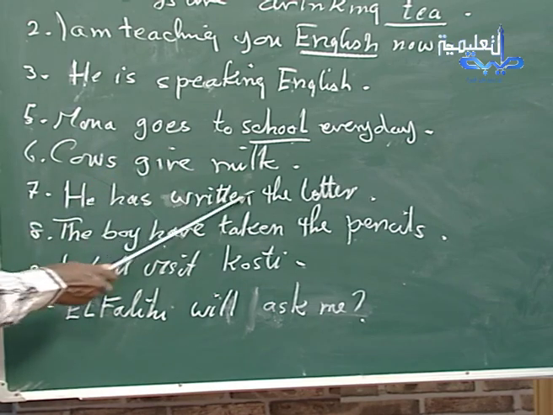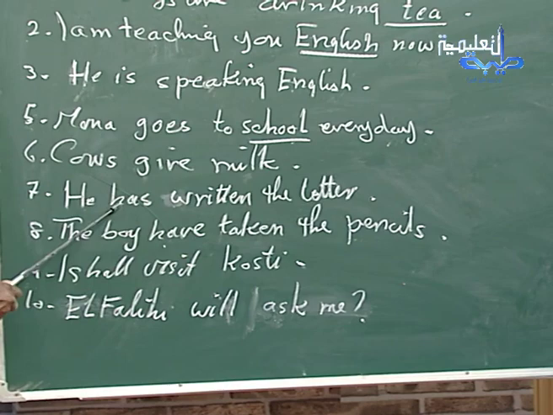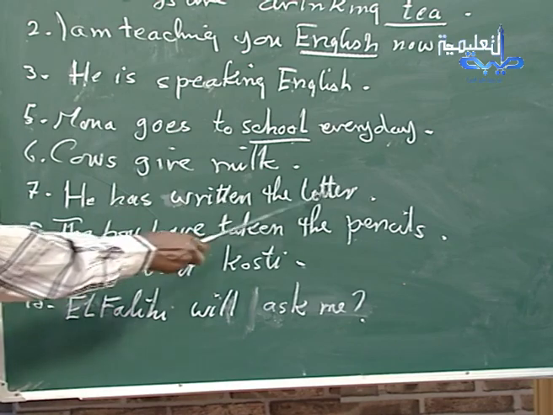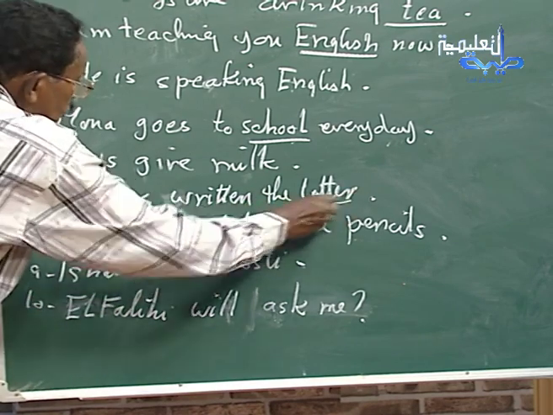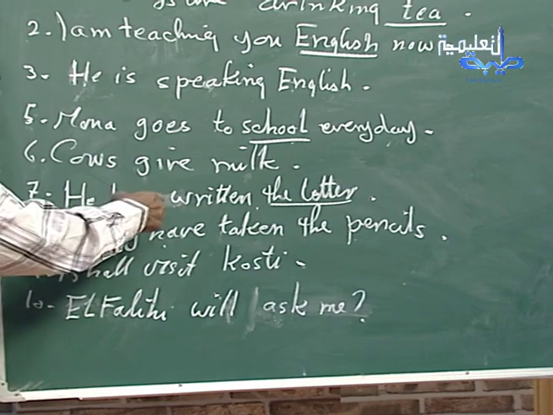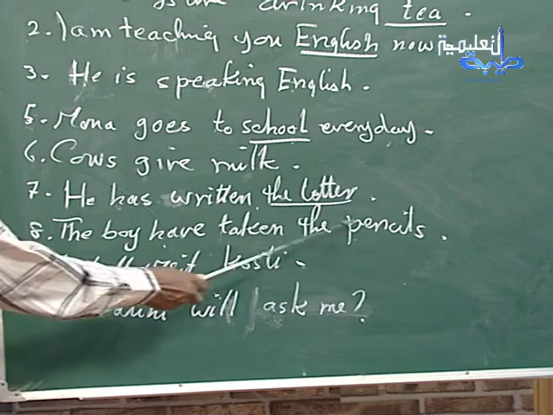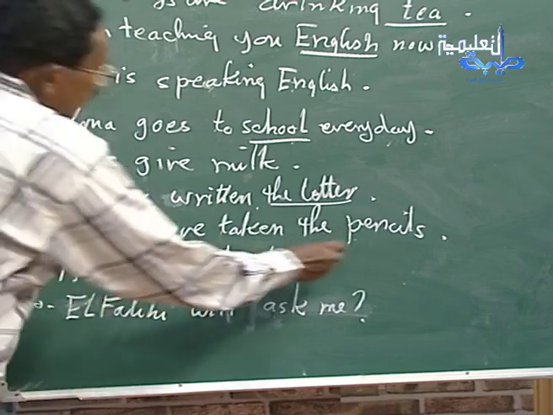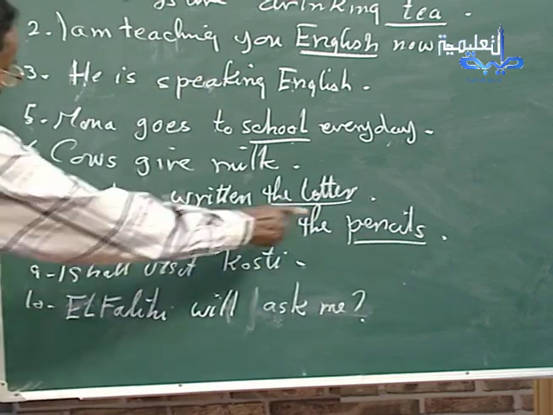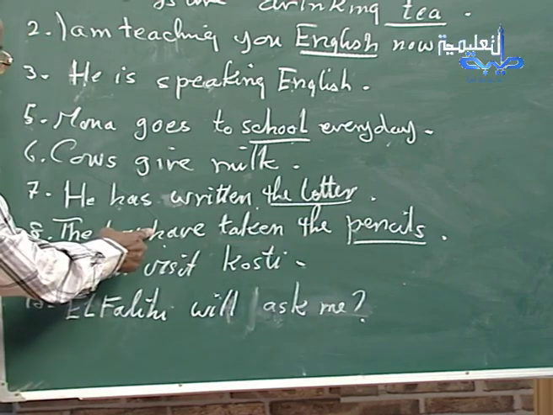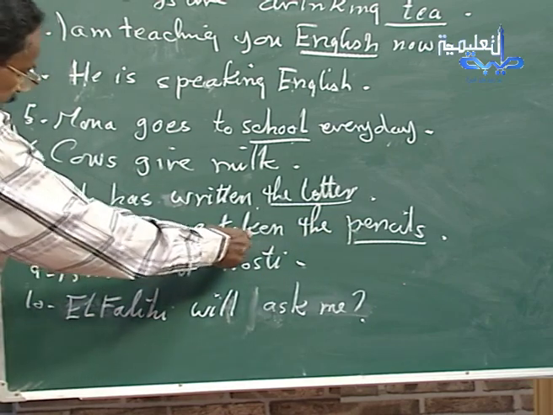He has written the letters. This is present perfect. We say the letter, this is the object. The letter has been written. The boy has taken the pencils. Here the object is pencils. We say the pencils, because this is plural, have been taken.